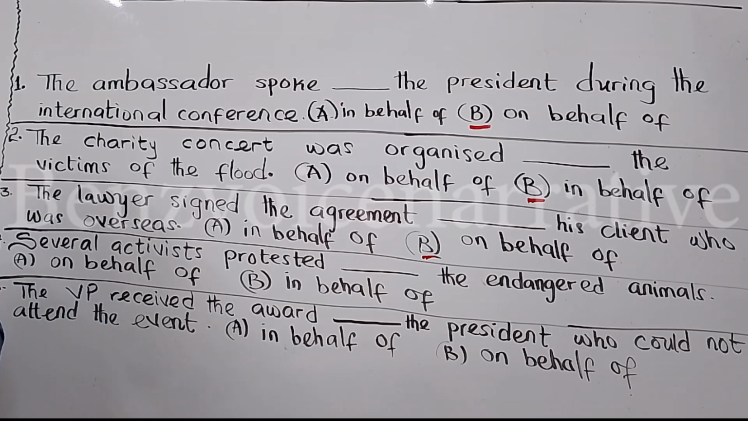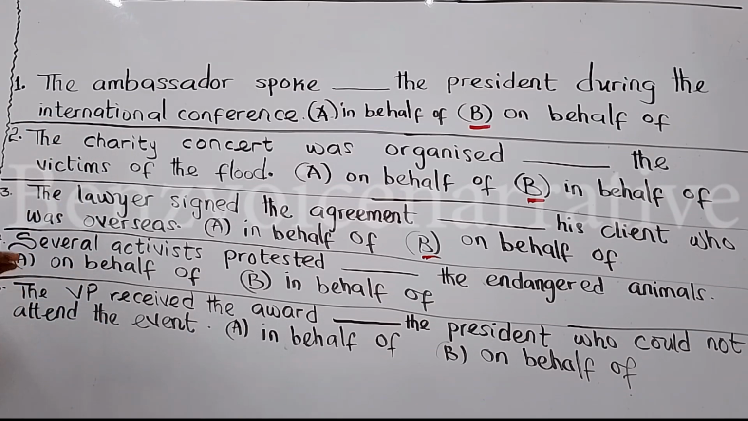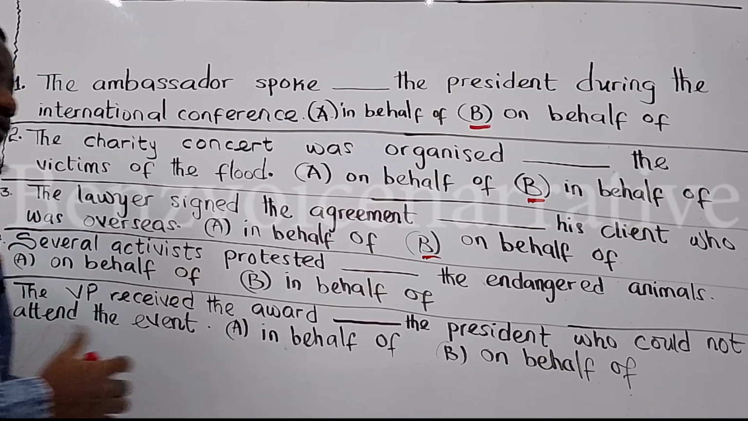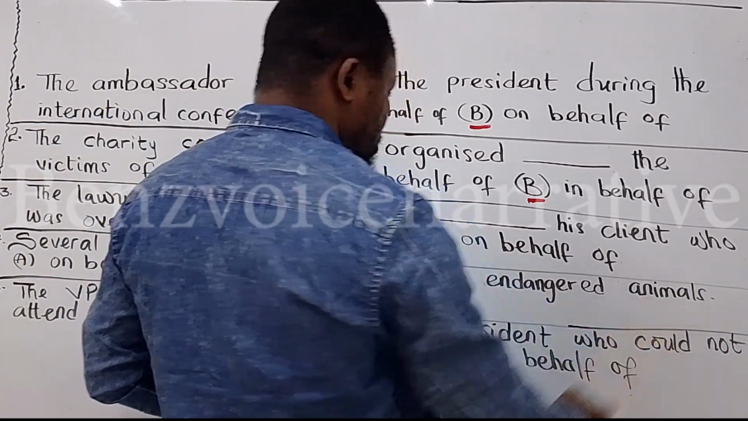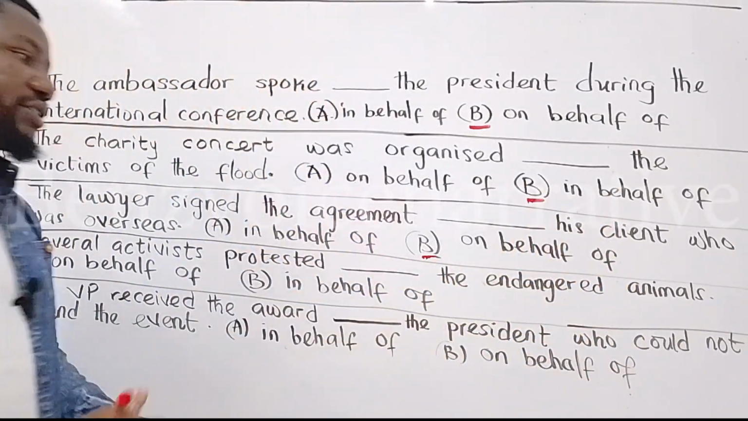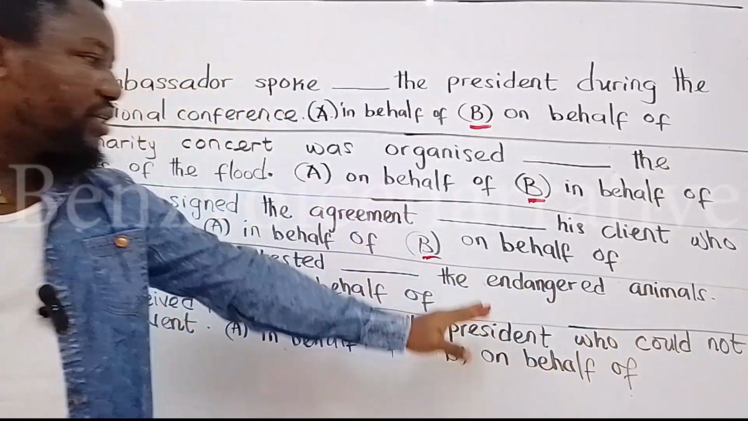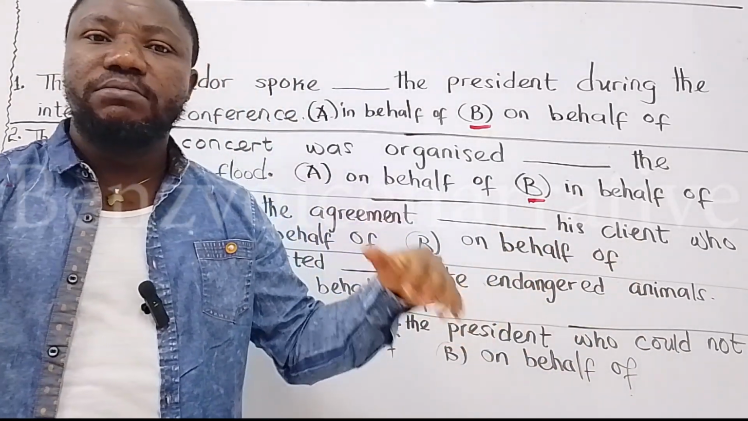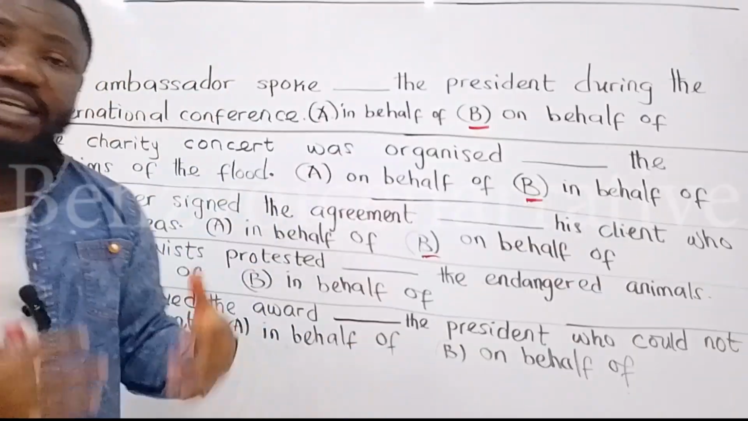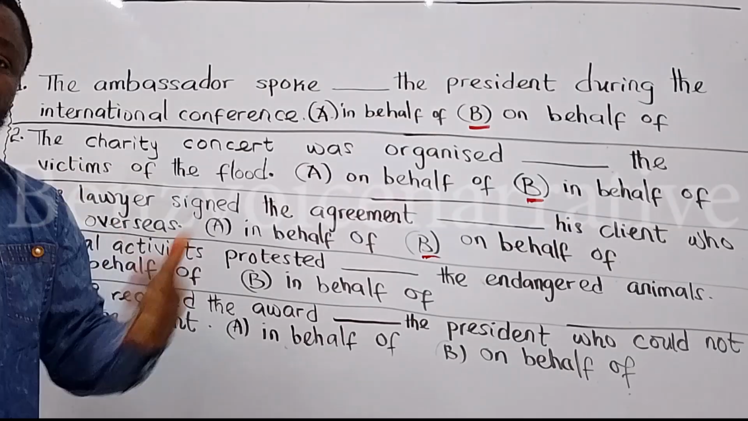It's possible, but I'll explain those options and at the same time explain why one answer should be the perfect one for this question. So, several activists protested ___ endangered animals. We have endangered animals. The animals here are the victims, right? They are the victims. And you don't expect animals to protest. It's impossible.